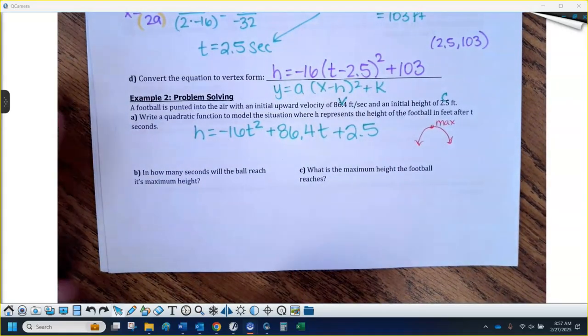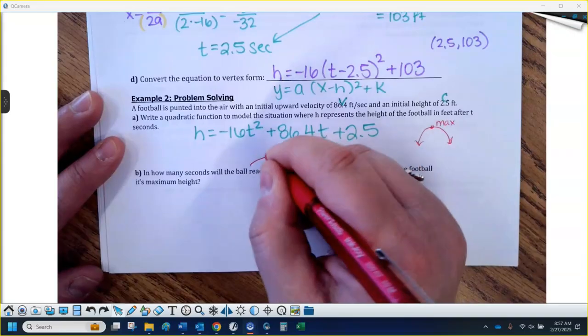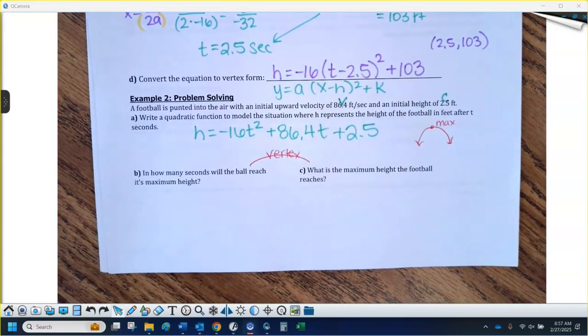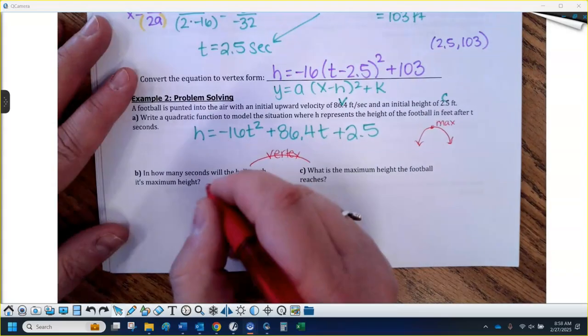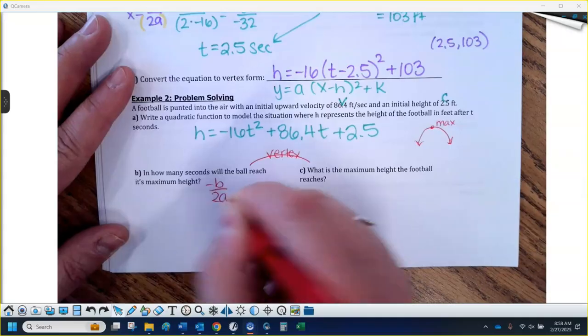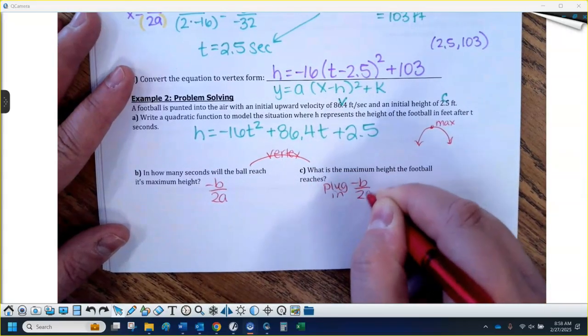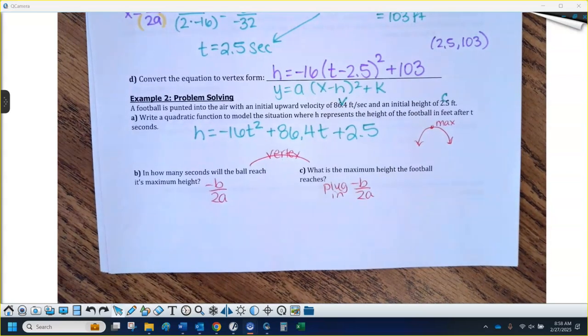So both of these questions are asking you for the vertex of that parabola. The first part of the question is asking you for the x coordinate. The second part of the problem is asking you for the y coordinate. So all you have to do for this one is -b over 2a, and then plug in -b over 2a for the second part. Those are the two things you're going to do. So it's just from standard form, because that's what we have.